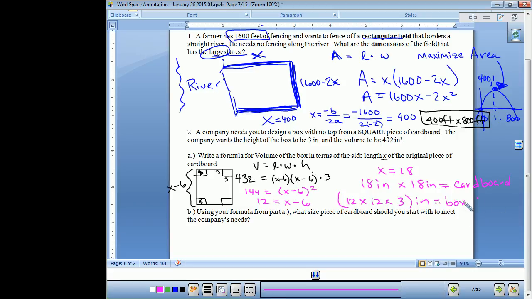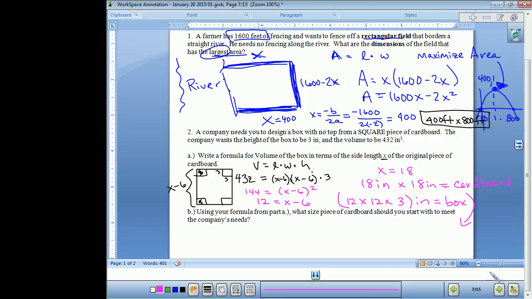Okay, so these are the answers to part B, sorry. What size piece of cardboard should we start with? 18 by 18 inch. And then the box ends up being 12 by 12 by 3.